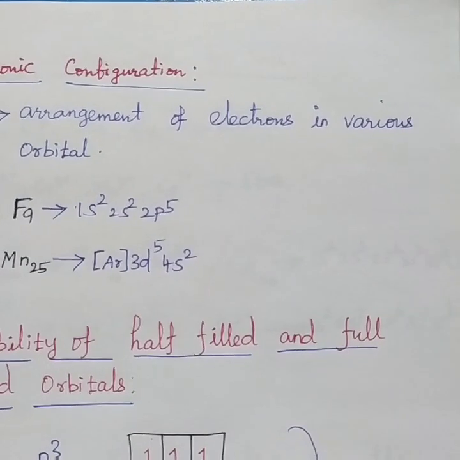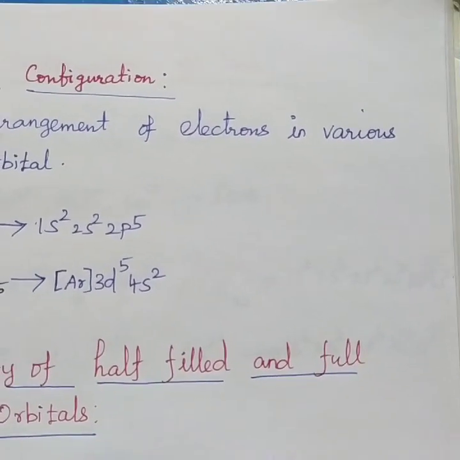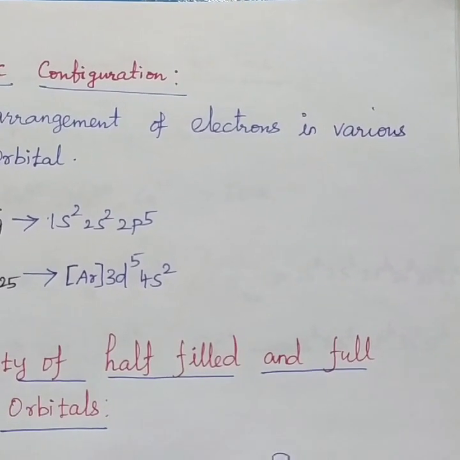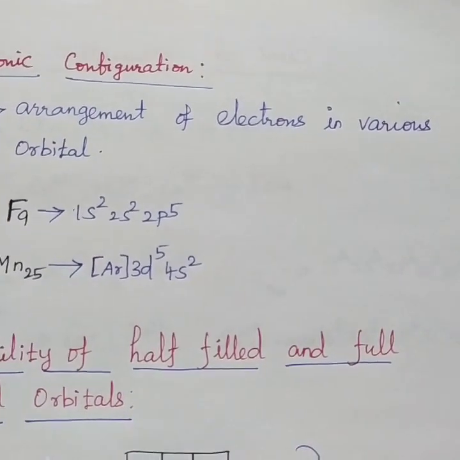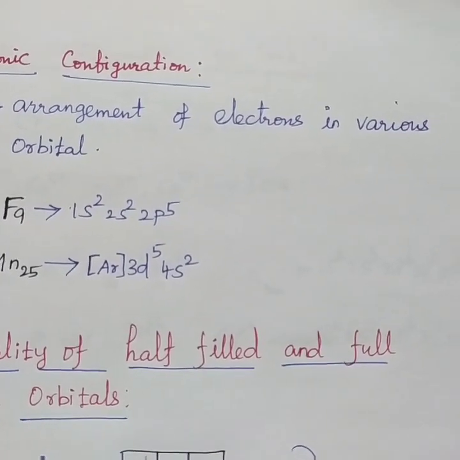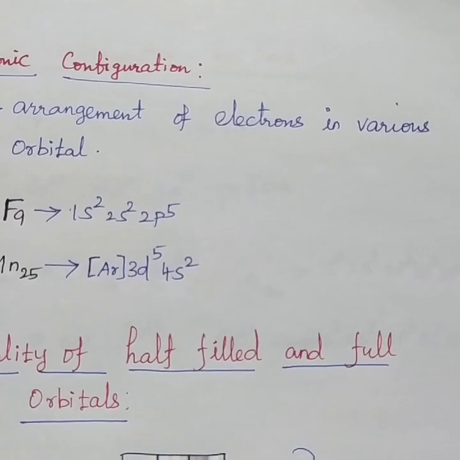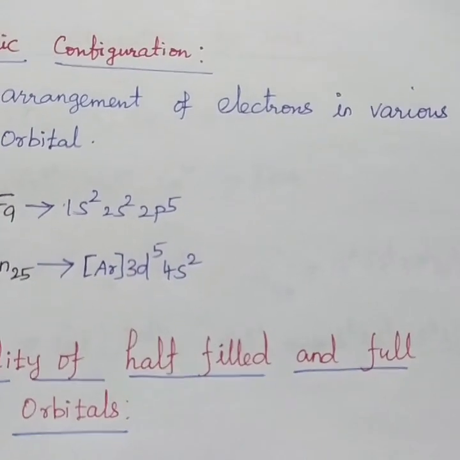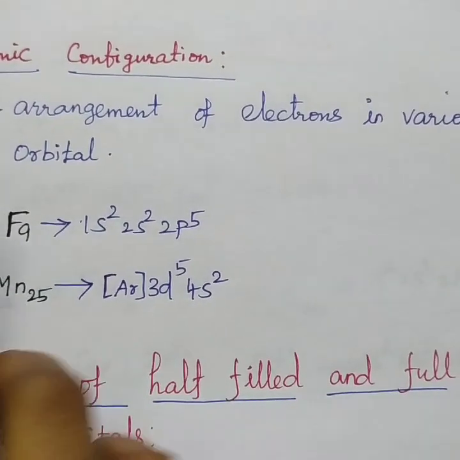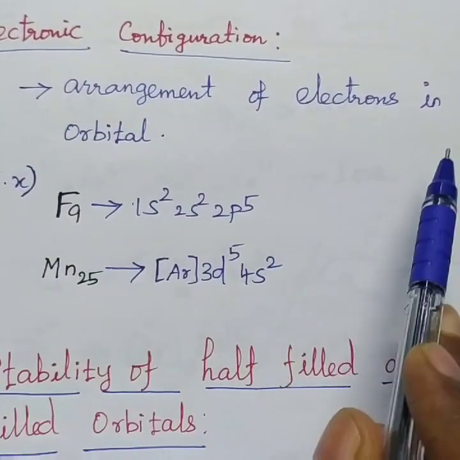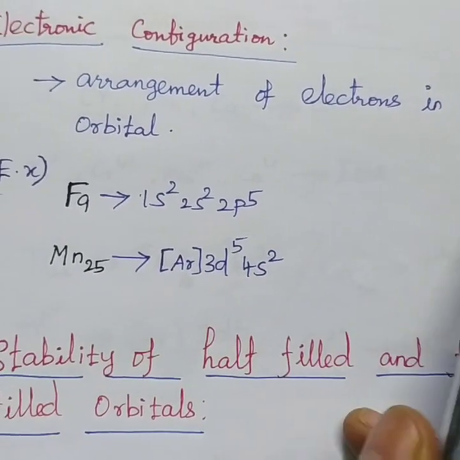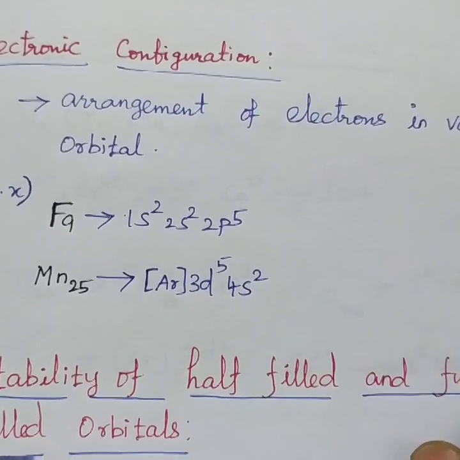Hi students. In this session, we are going to see how to write the electronic configuration for atoms and ions and how to identify the stability of the ions and the atom. Before we see the topic, you should know what electronic configuration is and how to write it. The electronic configuration is nothing but the arrangement of electrons in various orbitals. Arrangement of electrons in various orbitals is called the electronic configuration.